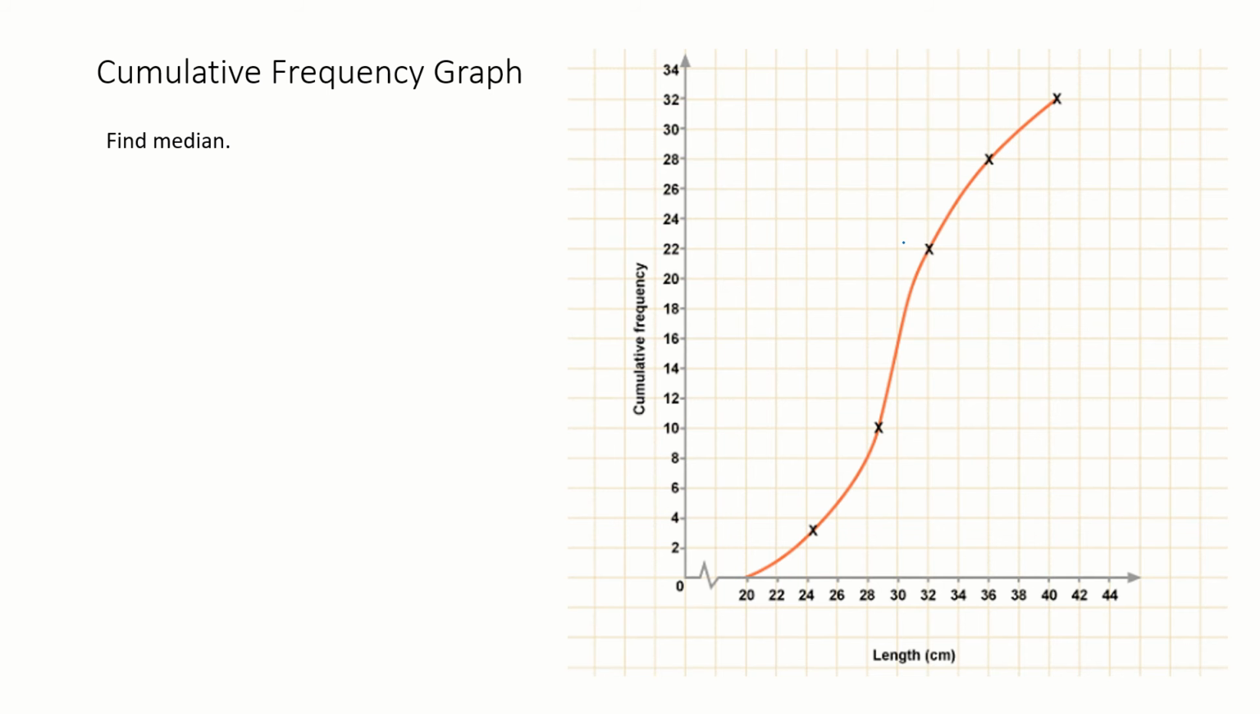So in this graph, some kind of questions we can have is to find the median. The meaning of median is the middle. When I say middle, it means to find the middle of the cumulative frequency. So in this graph, we can tell that there are a total of 32 items. Let's say it could be 32 strings.